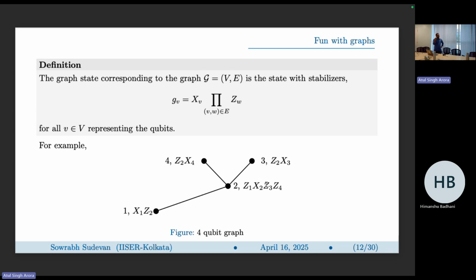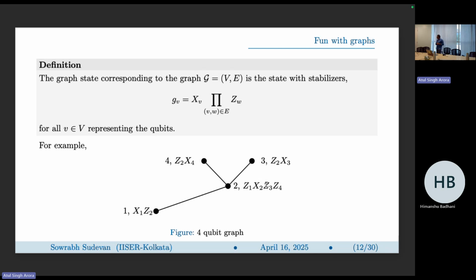But they also commute. What is the subscript of these matrices? X1 Z2 means X tensor product Z, tensor product identity, tensor product identity. Wherever I have not mentioned anything, there are identity matrices. You fill in identities in the other places to make a 4-qubit matrix, 2 to the power 4 cross 2 to the power 4.